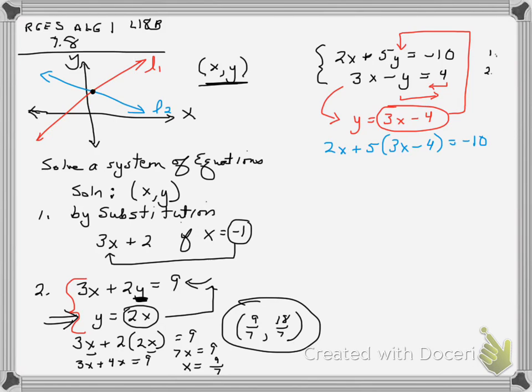Just like that, and then I'm going to solve. I'll distribute, I'll gather like terms, and I'll solve for x. Now what I have is the first half of the solution. Remember, the solution is an ordered pair. My x value is 10/17, and now I need the y value.